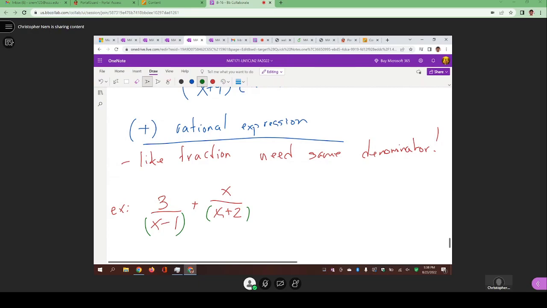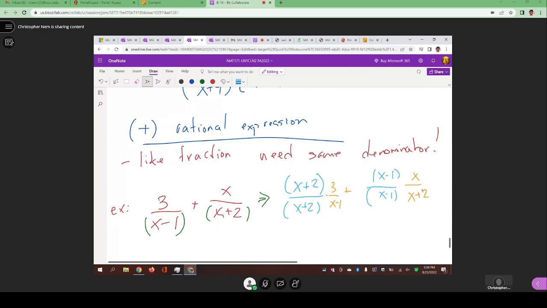just multiply them out. Multiply them out. So what I'm going to do is, and multiplying them out does not mean you have to actually expand it out. What I mean by that is, hey, if I want the same denominator, I can multiply the first term by x plus 2 over x plus 2. And I can multiply the second guy by x minus 1 over x minus 1. So then this is 3 over x minus 1, and this is going to be plus x over x plus 2.